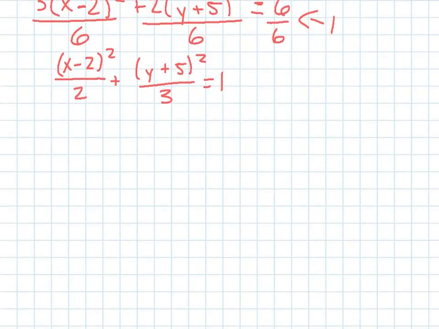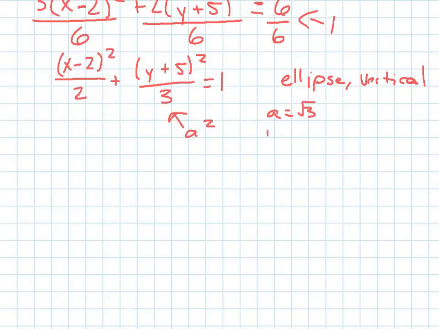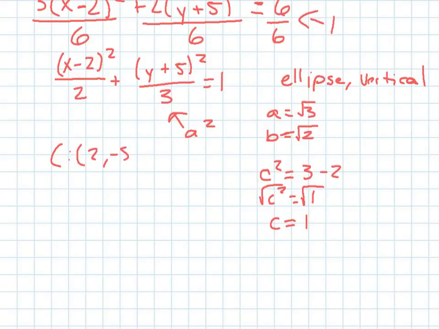So since it's an ellipse, okay, the biggest number is underneath the y value, so it's a vertical one. Okay, so then that means a is going to be square root of 3, b will be the square root of 2. Okay, c we need to find by doing 3 minus 2, which gets us 1. So the square root, c equals 1. So now I have all the a, b, and c values that I need. So then the center is going to be 2 comma negative 5.